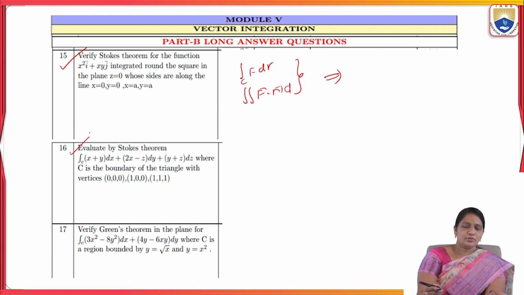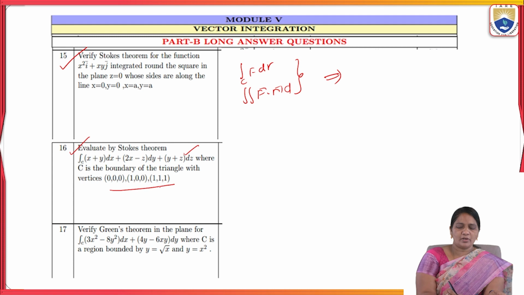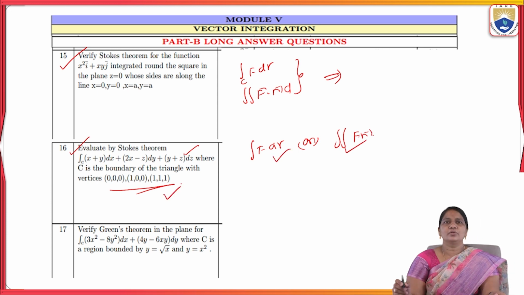See here, evaluate by Stokes theorem for this function, and we are having the triangle with points 0, 0, 0, 1, 0, 0, 1, 1. So here Stokes theorem statement, evaluate means we can calculate f dot dr, or we can calculate the double integral f dot n ds also. So any one value can be calculated to get the solution here.